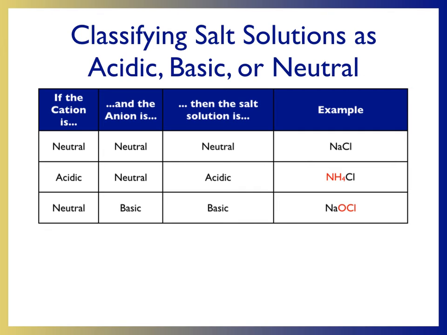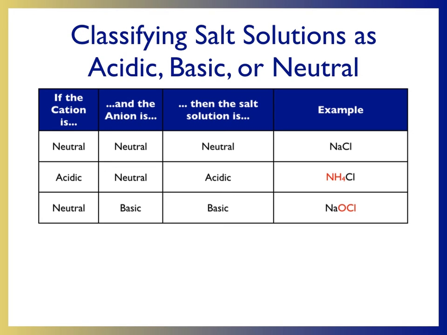If the cation in the salt is neutral and the anion is basic, then the entire salt will be considered basic. For example, sodium hypochlorite, one of the major components in bleach, is considered to be a basic salt. This is because the hypochlorite ion, shown in red, is the conjugate base of a weak acid, hypochlorous acid. This makes hypochlorite weakly basic. The sodium ion is the counter ion of a strong base, sodium hydroxide, and is therefore considered to be neutral. This makes sodium hypochlorite a weakly basic salt.